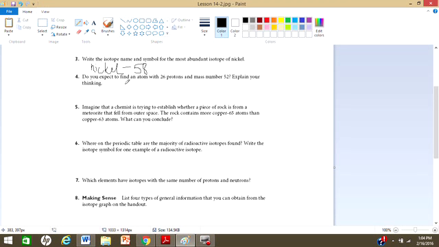Okay, number 5. Imagine that a chemist is trying to establish whether a piece of rock is from a meteorite that fell from outer space. The rock contains more copper-65 atoms than copper-63 atoms. What can you conclude? Okay, remember that the chart we have shows us the most naturally occurring form of copper on Earth, the most abundant form of copper on Earth.